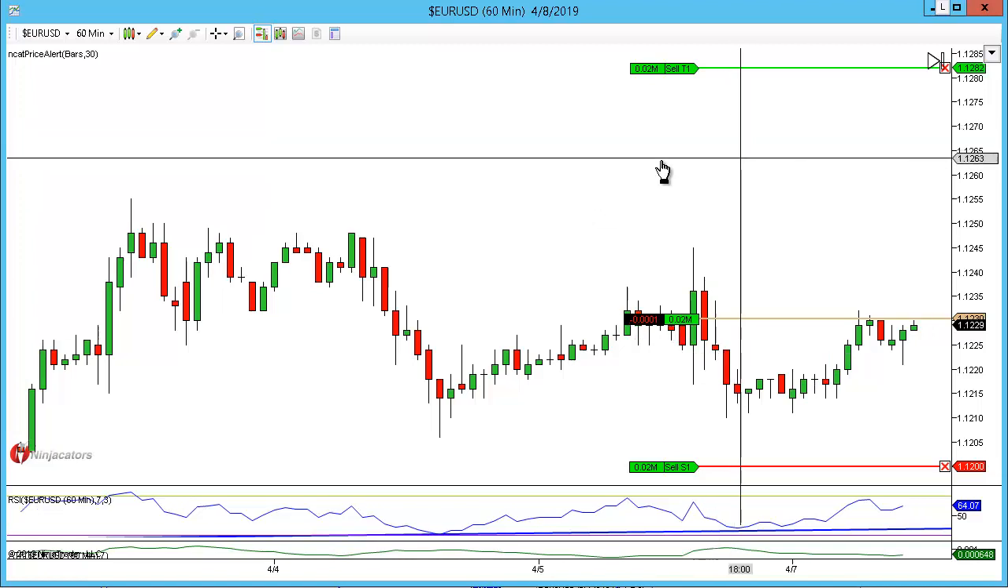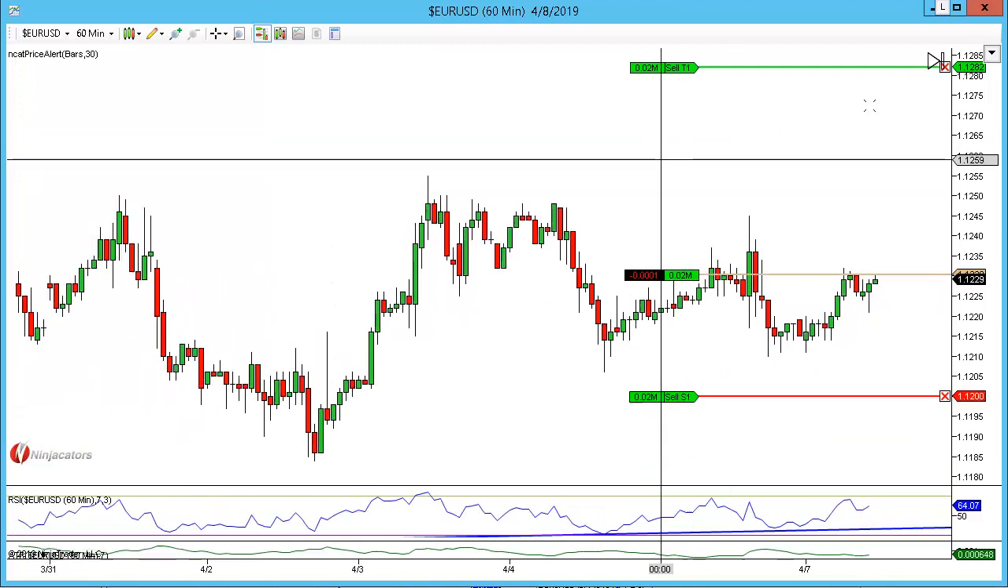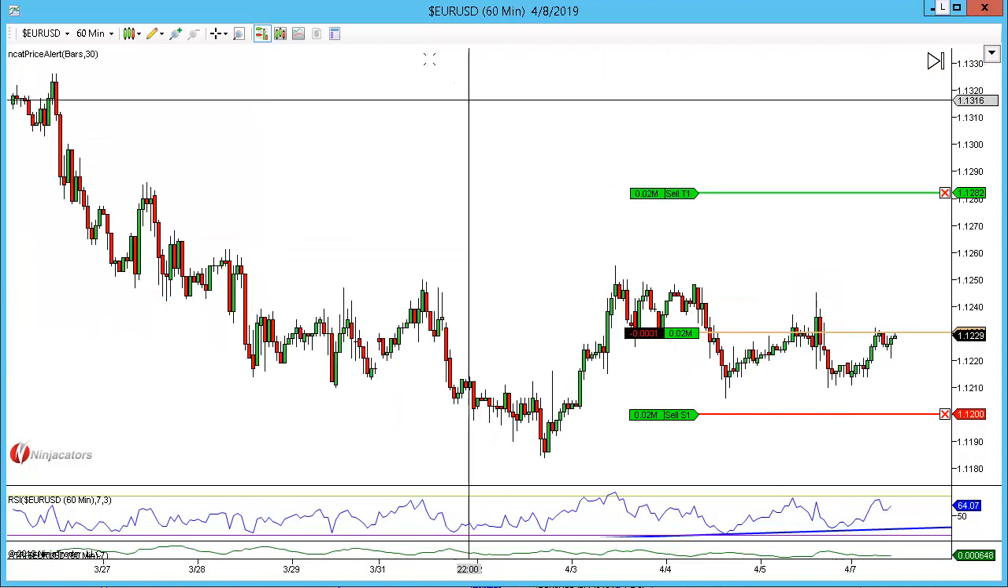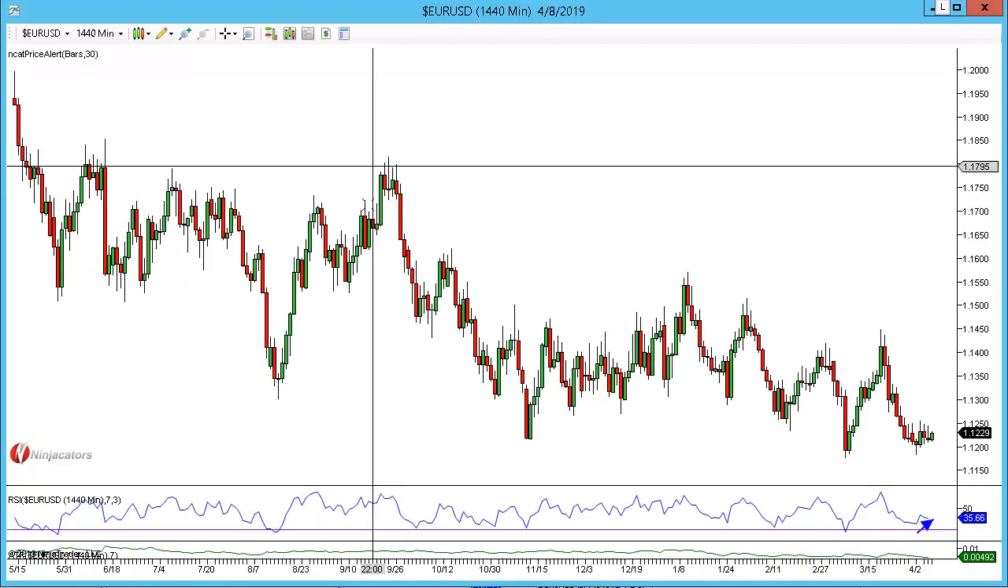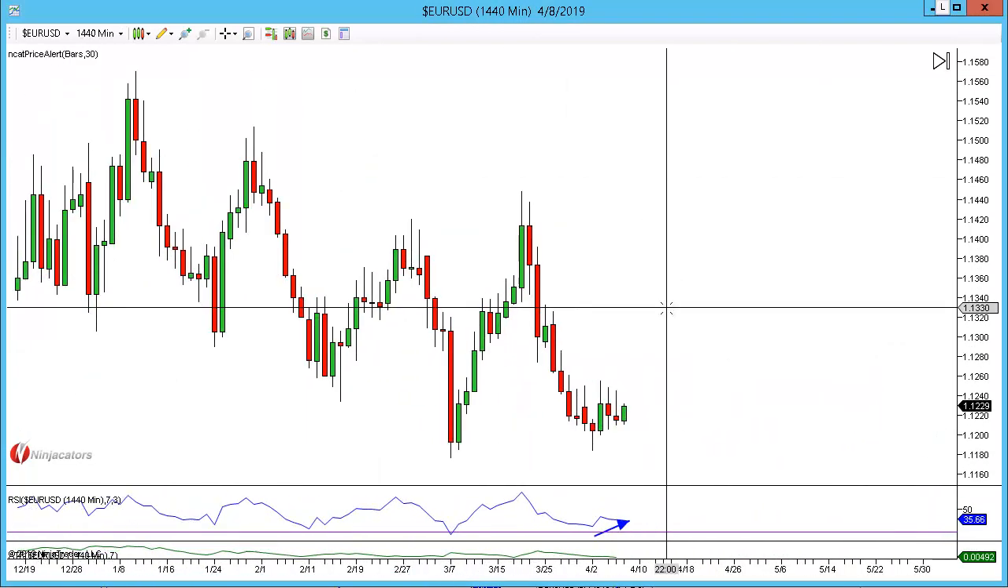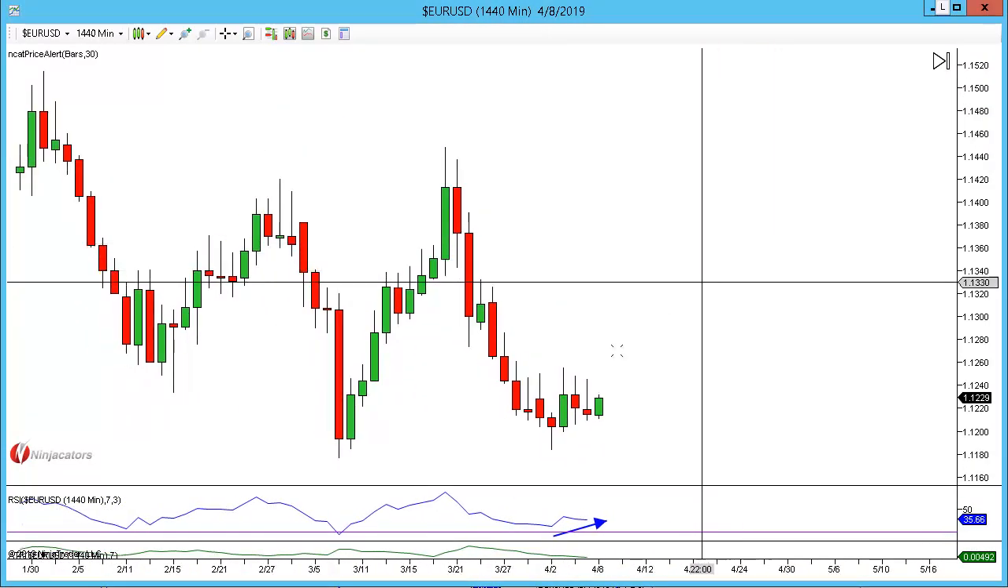This is the euro dollar on the 60 and we have a head and shoulders. I've actually used a double bottom as the entry though because we did not have an initial structure high. And so I've got two ways to enter in head and shoulders. Here we are on the dailies.